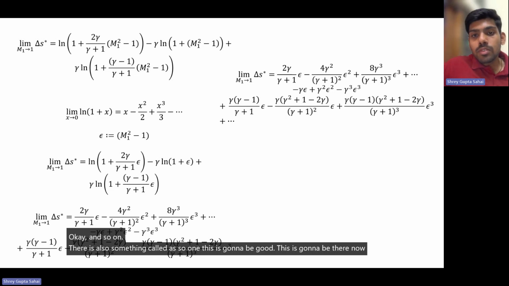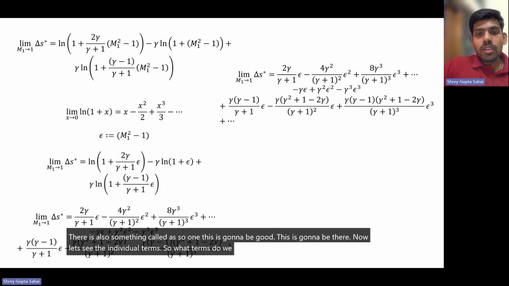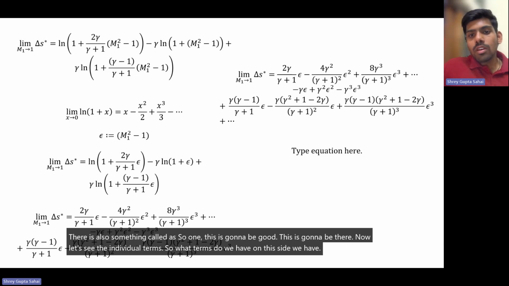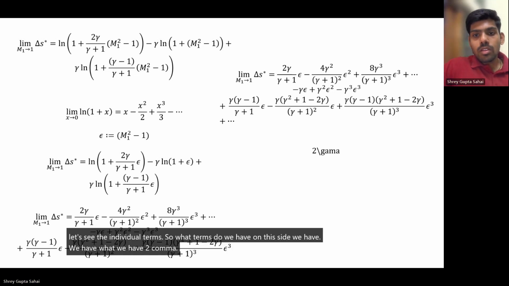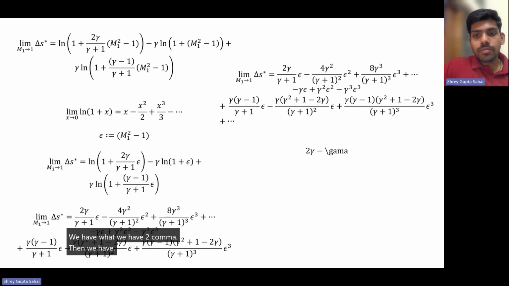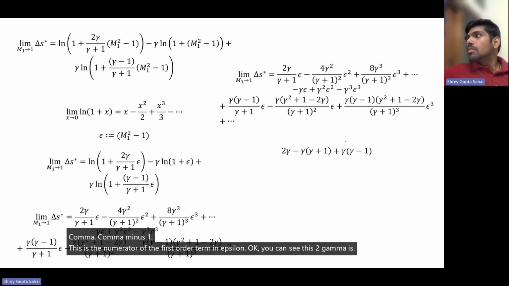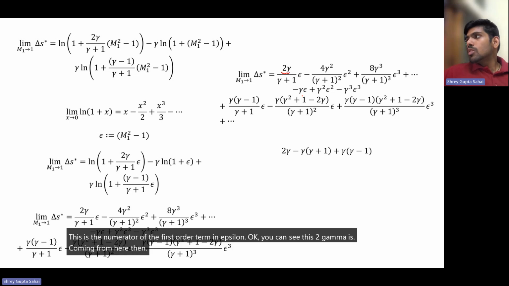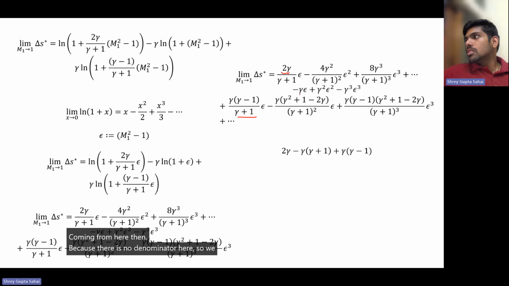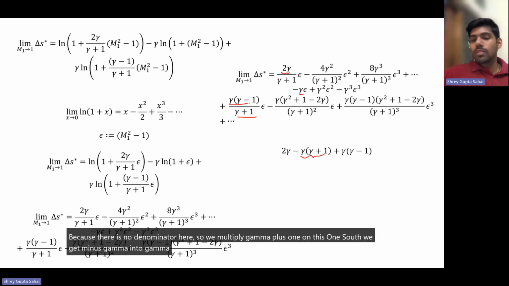Now let's see the individual terms. So what terms do we have on this side? We have 2 gamma. Then we have minus gamma, gamma plus 1. Then we have minus 1. This is the numerator of the first order term in epsilon. Okay, you can see this 2 gamma is coming from here. Then because there is no denominator here, we multiply gamma plus 1 on this one. So we get minus gamma into gamma plus 1 and then gamma into gamma minus 1.